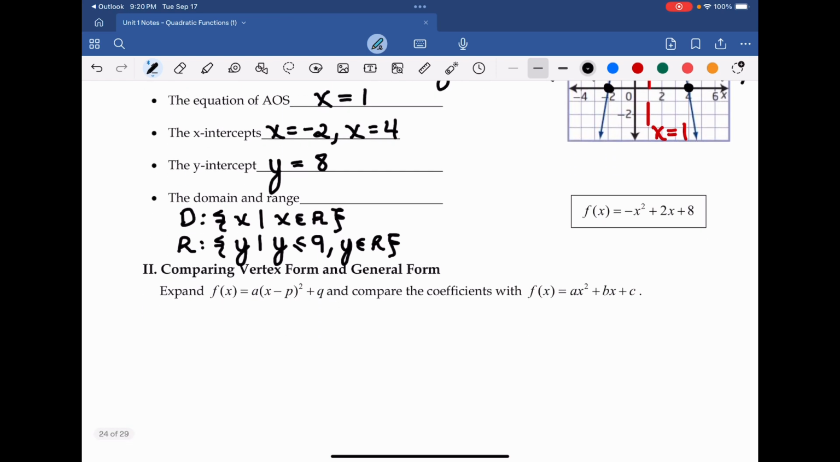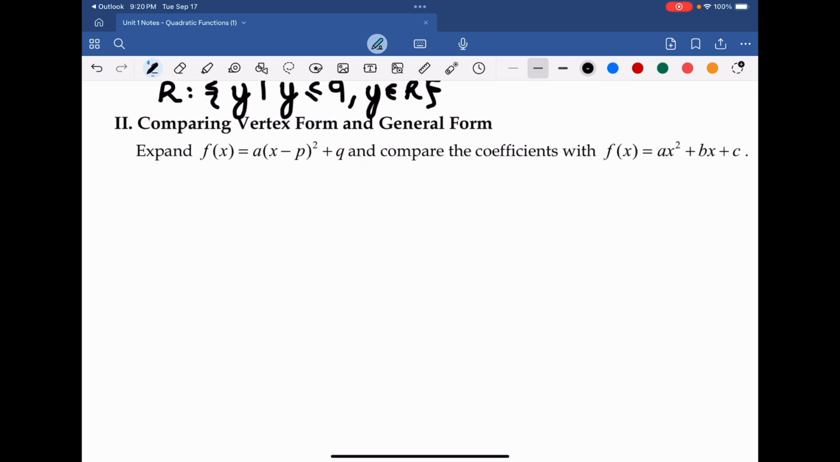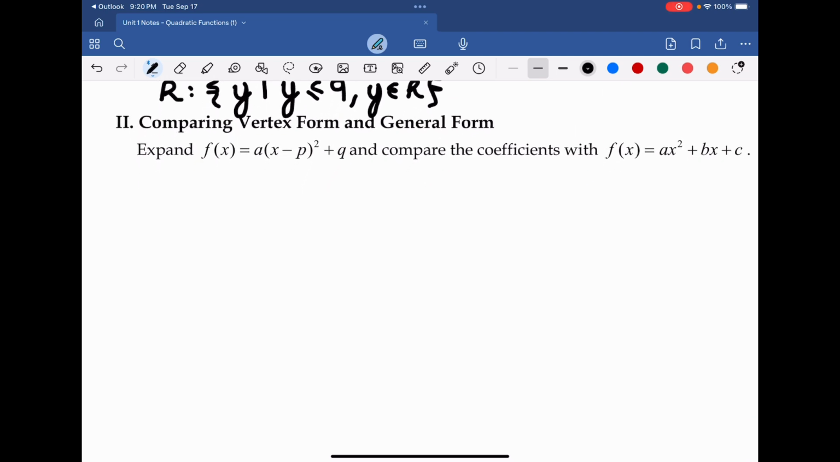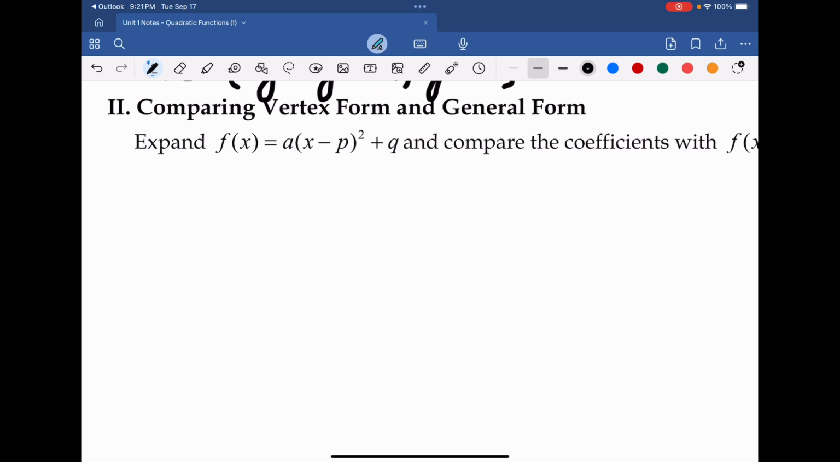Okay, comparing vertex form and general form. What we're going to do in this piece here for section 2, we're going to expand the vertex form and then compare it with the coefficients of f of x equal to ax squared plus bx plus c, or the general form, and just see when we expand vertex form generally, what coefficients compare. And so we're going to do it in the following way.